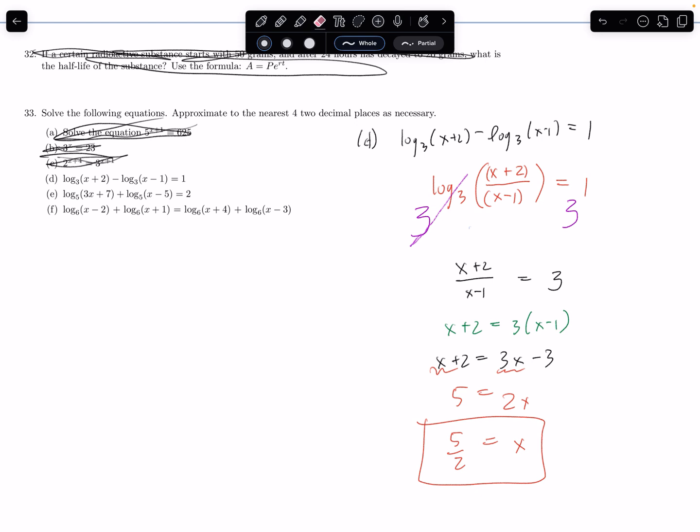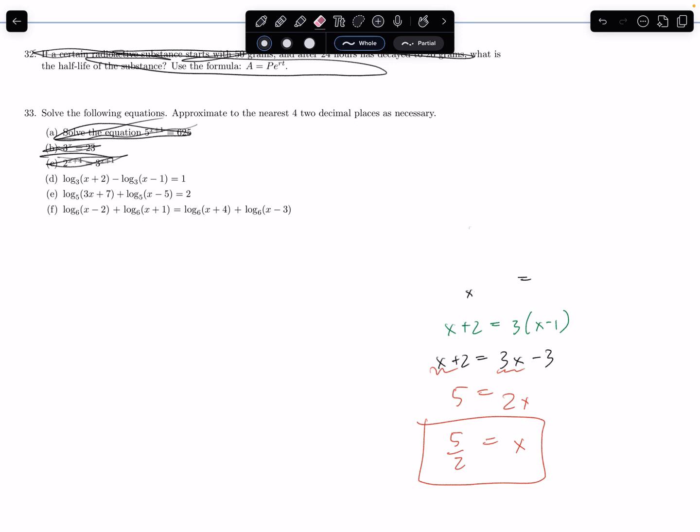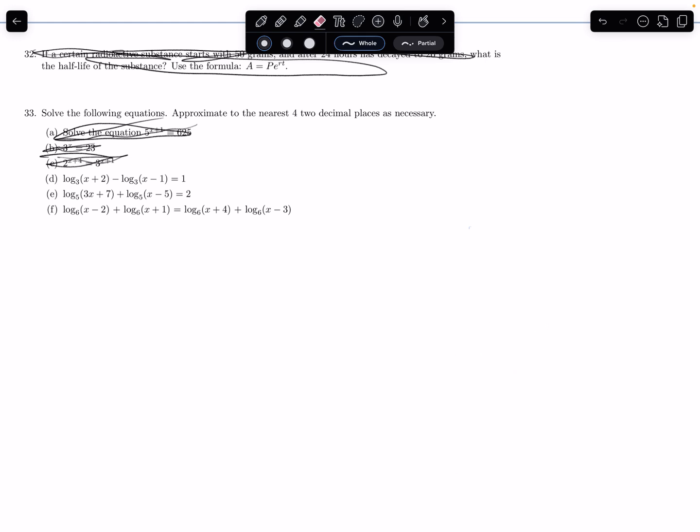And if you have time, go ahead and plug that back into the original logarithmic. Make sure it makes sense. Make sure you get the correct answer. Well, I'm not doing that because I'm feeling a little lazy.